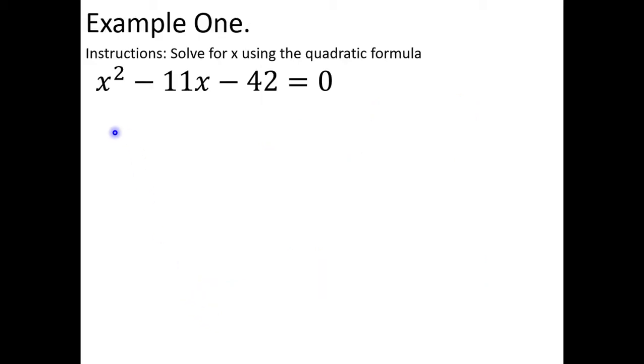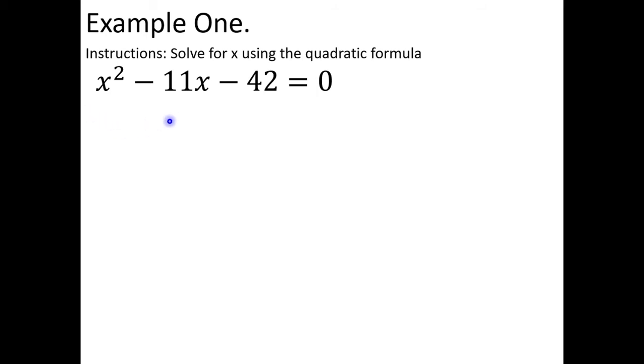Let's look at example number 1. This is a quadratic equation. The first term is x squared. It's to the second power. That makes it a quadratic equation. The first thing we'll need to do to solve this equation using the quadratic formula is to identify the coefficients of the variables.